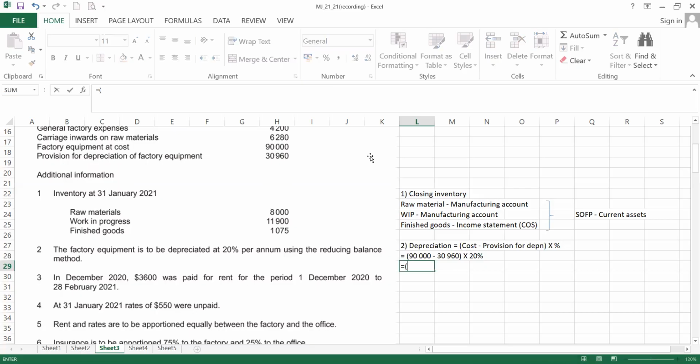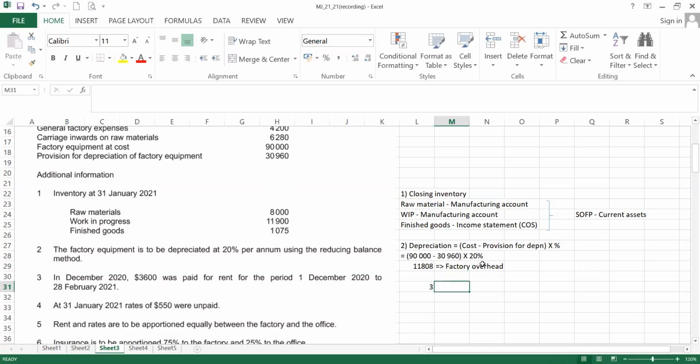Let's calculate 90,000 minus 30,960 times 20%. So this is the amount for the depreciation. And this one is related to the factory. So this amount will be sitting under the manufacturing account, under the factory overhead section. So take note for it.